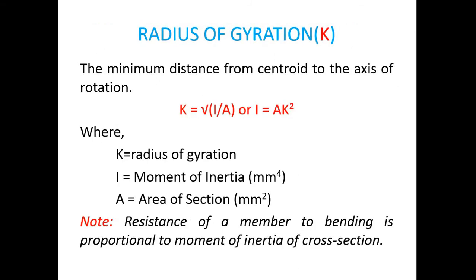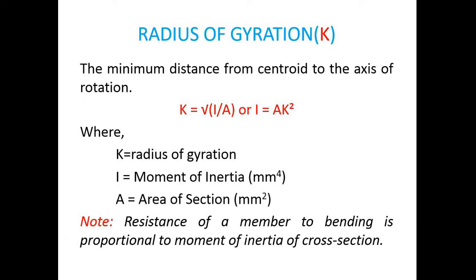Now, what is radius of gyration? It is normally represented by K. Very simply we can say it is the minimum distance from the centroid to the axis of rotation, and we have the equation K equals square root of I by A, or I equals A K squared, where K is the radius of gyration, I is the moment of inertia, and A is the area of cross section.